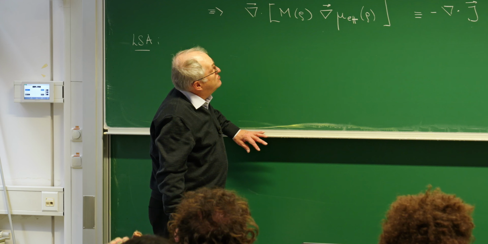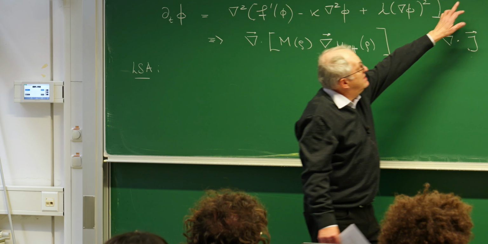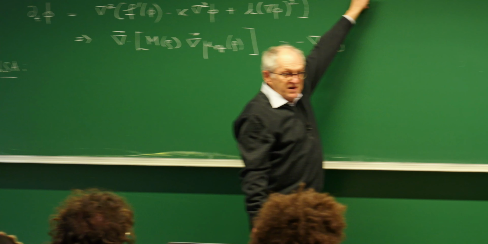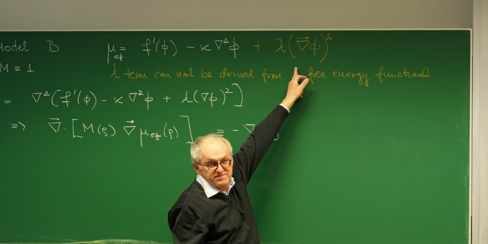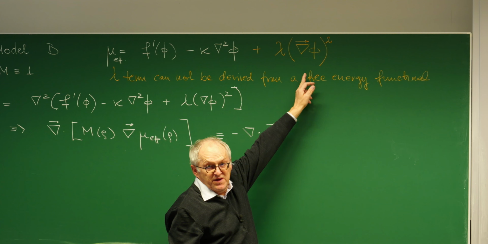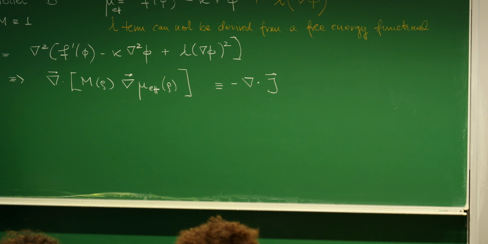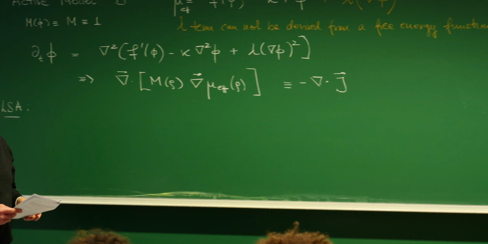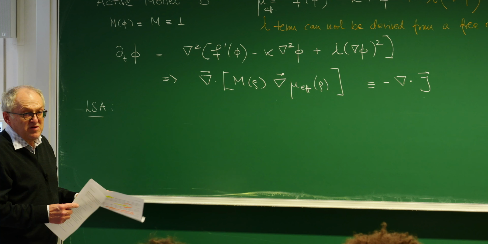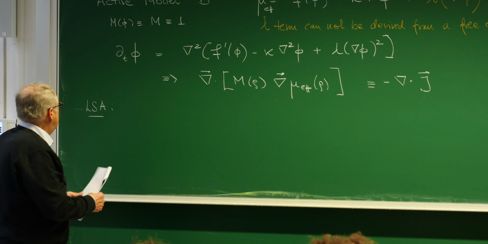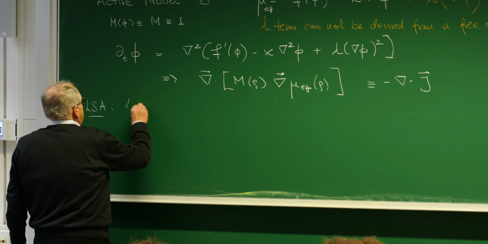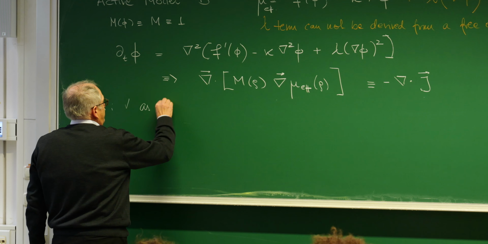The term I introduced anew is this one, and that's not linear. It's a quadratic term. So the linear stability analysis is really the same as the one that we had before. We don't have to do this anew. Okay? So linear stability is as before.